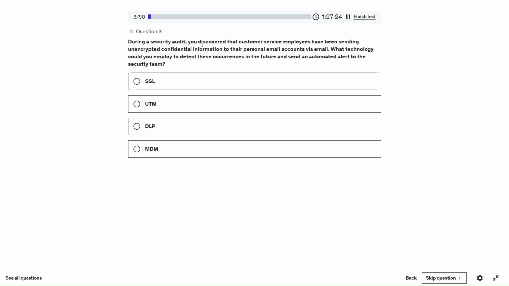During a security audit, you discovered that the customer service employees have been sending unencrypted confidential information to their personal email accounts via email. What technology could you employ to detect these occurrences in the future and send an automated alert to the security team? Okay, here they are sending the confidential information unencrypted to their personal emails, so there will be a chance of data loss. So no SSL, no unified threat management, and also not mobile device management, only DLP, data loss prevention.